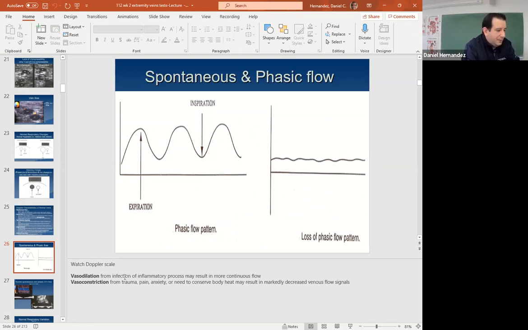So a couple things to keep in mind: vasodilation from infection or inflammatory processes may result in a continuous flow, as well as vasoconstriction from trauma, pain, anxiety, or the need of the body to conserve heat may have markedly decreased venous flow signals.